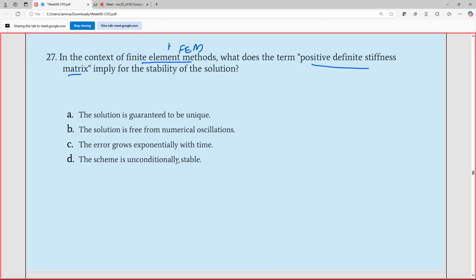So, which of the following implies stability for the solution in the finite element method when the stiffness matrix is positive definite?